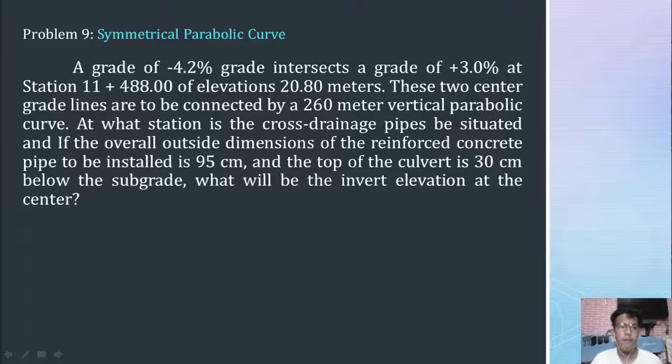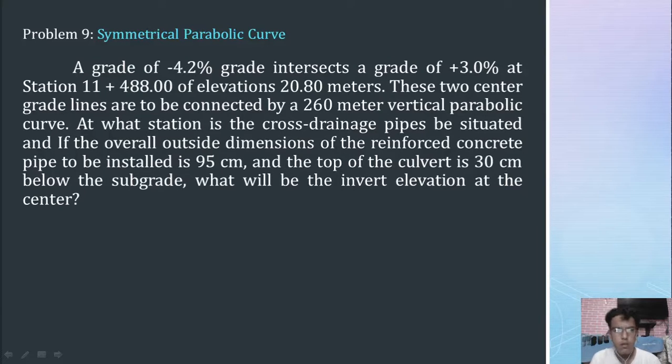So for problem number 9, symmetrical parabolic curve. A grade of negative 4.2% intersects a grade of positive 3.0% at station 11 plus 488 at elevation 20.80 meters. These two center grade lines are to be connected by a 260-meter vertical parabolic curve.